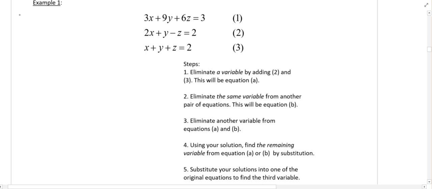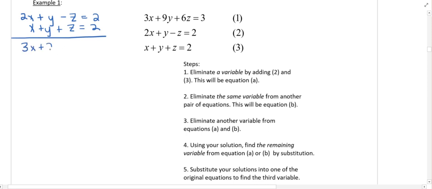Okay, so I'm going to take equation 2, 2x plus y minus z equals 2, and then x plus y plus z equals 2. I'm going to add them together. I'm going to do 2x plus x is 3x, y plus y is 2y. These z's will eliminate. 2 plus 2 equals 4. I'm going to label this equation A.